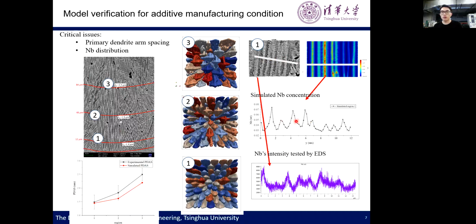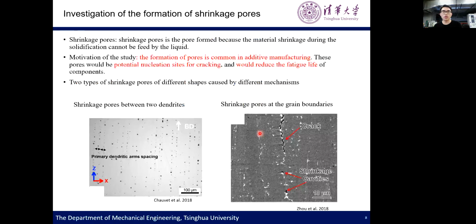And we found the shape of the niobium concentration is similar to the niobium intensity curve. And the ratio between the highest niobium concentration and the lowest niobium concentration is similar to the ratio of the highest niobium intensity to the lowest niobium intensity. This comparison shows our model can be used in additive manufacturing conditions.